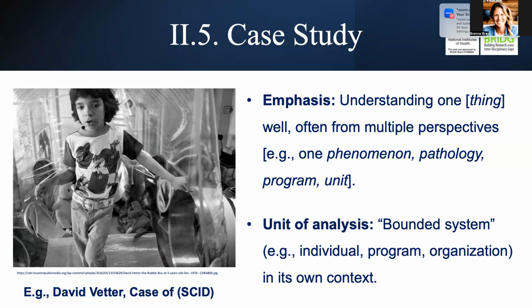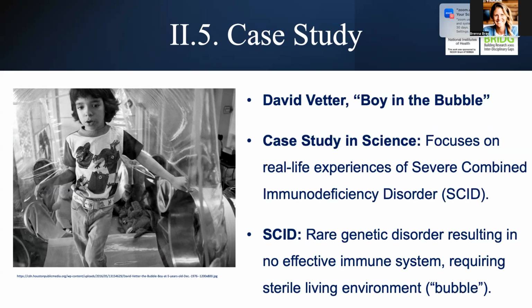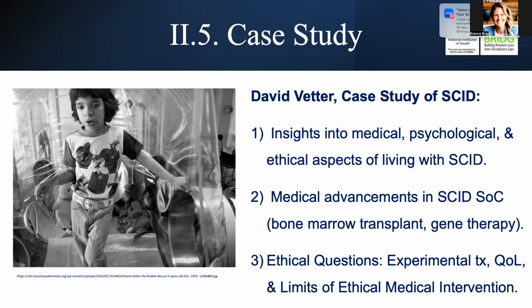And here I've got one example of a case study that might be more well known, that of David Vetter, who had severe combined immunodeficiency disorder. His case was widely published and turned into a movie, which I think was titled The Boy in the Bubble with John Travolta. So here we go, David Vetter, The Boy in the Bubble.